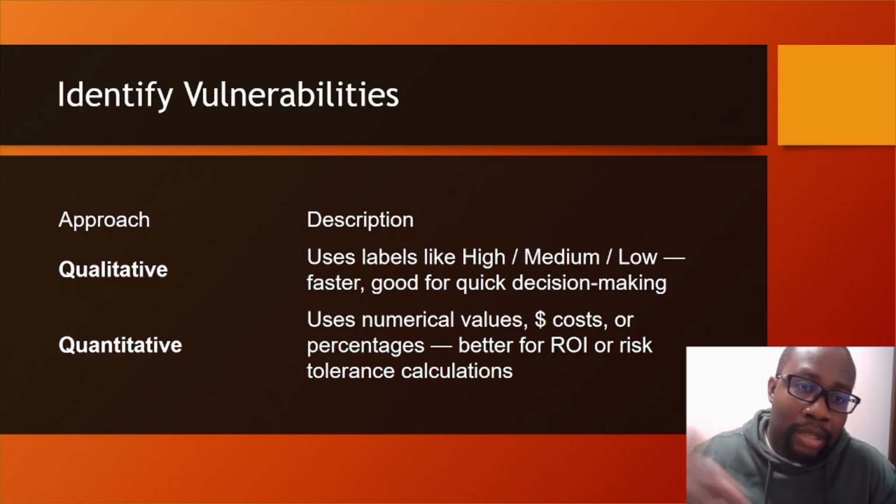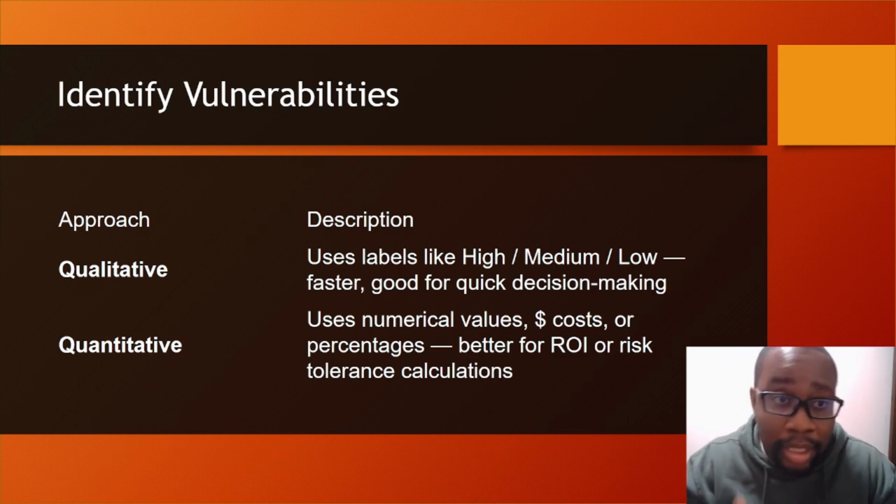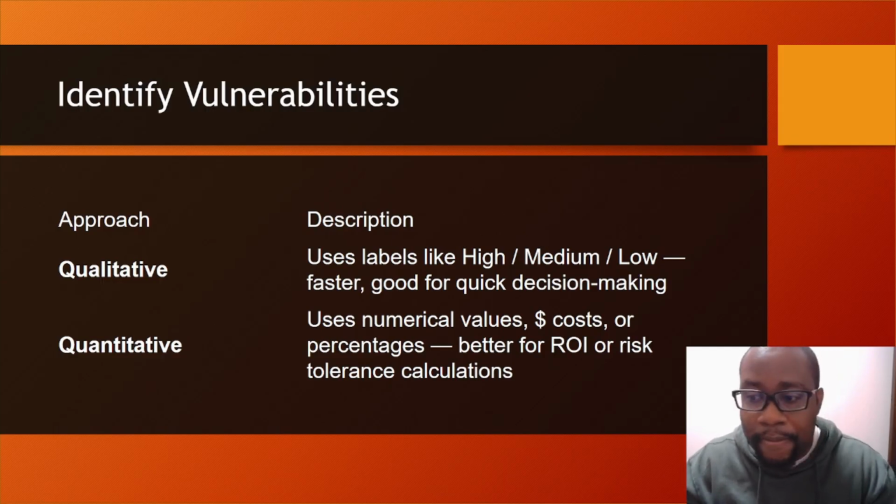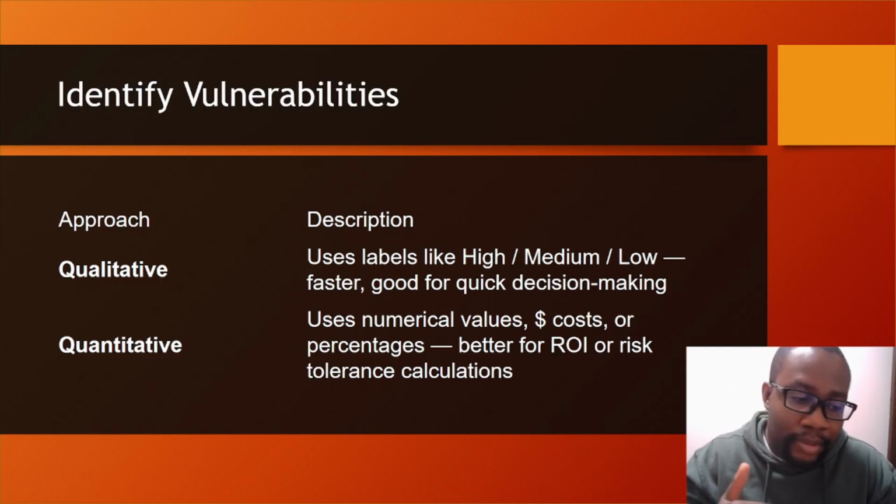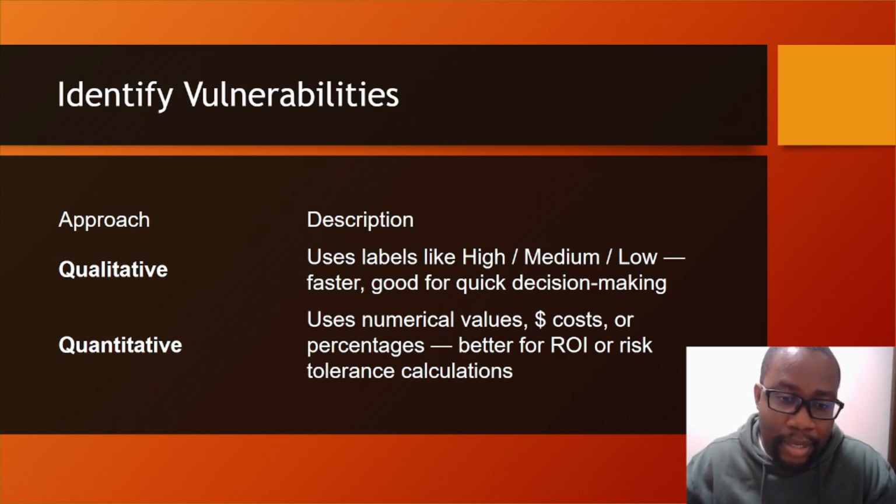Enough of that tangent. So we're going into the quantitative approach. With this approach, this is where you're dealing with numbers, metrics, and stuff like that. So this is where you're going to do your annual rate of occurrence and your single loss expectancy and your RPO and stuff like that. And we'll go into that. It's not expenditure, single loss expectancy, sorry.